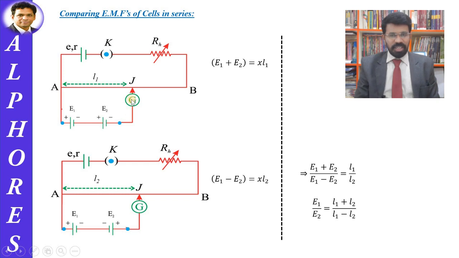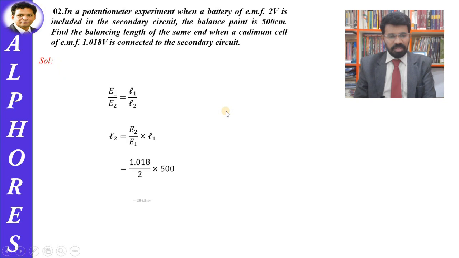When there is no current through the galvanometer, at that time, whatever length you see in the circuit here, there will be a meter scale here. So when you are tapping with the jockey, with the help of the meter scale, you will be able to read the length of the wire. Whatever potential is there across this length is exactly equal to E1 plus E2. This is what we have been doing with all the other problems also.